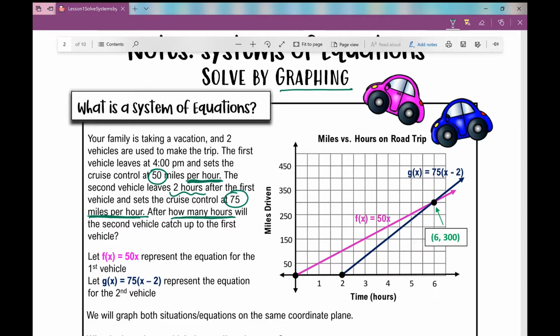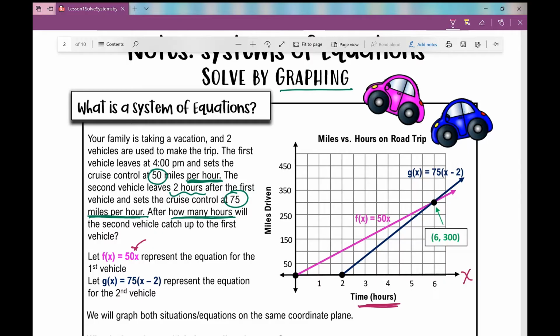So let's write some equations that represent these two scenarios, or these two cars. We're going to let f of x equal 50 times x. Remember that 50 miles per hour, that's our rate. We're going to put that in front of our variable, which means our variable x is going to represent time, or hours. So when I graph it, what am I going to label the values on my x-axis? Time, or number of hours.